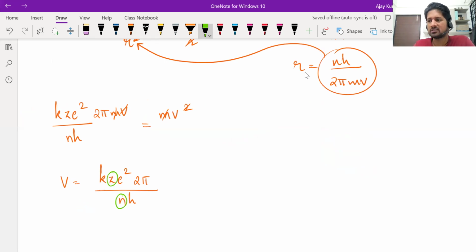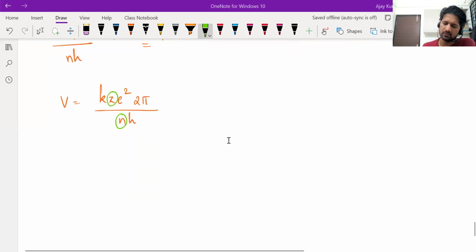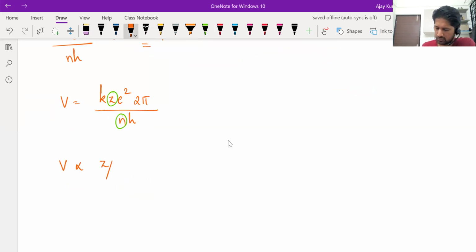You don't have to know what is the speed in the first orbit. You don't have to remember radius of first orbit of hydrogen, energy of electron in the first orbit of hydrogen. You must remember radius is 0.529 angstroms, which we wrote as 0.53 angstroms. It's called the Bohr radius. Energy of electron in the first orbit is minus 13.6 electron volts. Those values you need to remember. Speed value is not necessary, but to answer ratio based questions, just remember that it is proportional to Z by n.